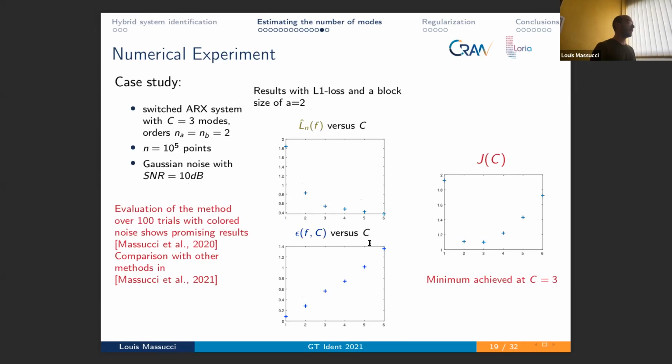An evaluation of this method over 100 trials and with a colored noise shows promising results in a paper that has been submitted to CDC last year. And we also compared this method to other ones, algebraic methods, in a paper which is to appear in CC of this year.